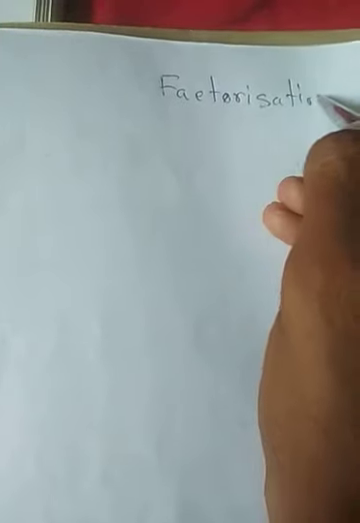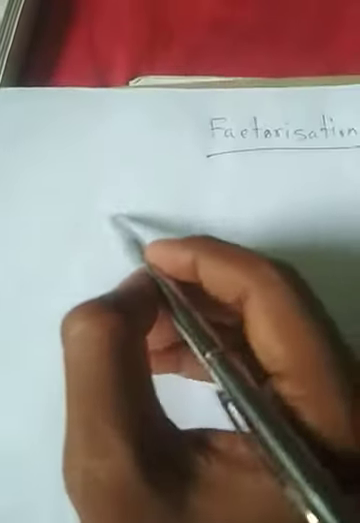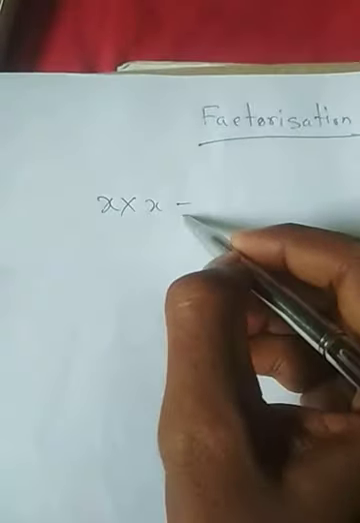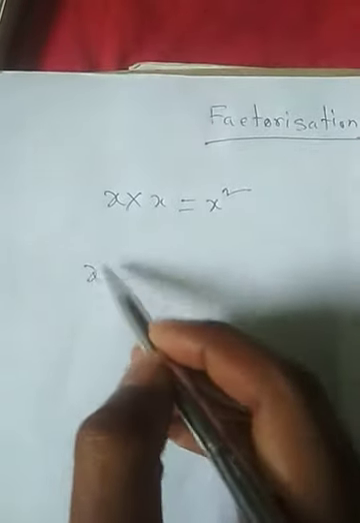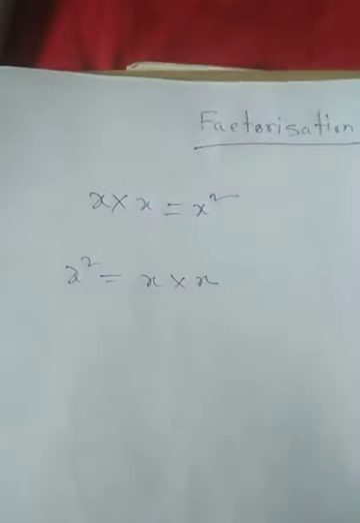Today I am going to start the chapter factorization. Factorization means what? Actually, it is the opposite of multiplication. This is the opposite process of multiplication. Like in multiplication, what do you do? x into x equal to x square. But in case of factorization, we will do the opposite thing, like x square equal to x into x. We will write like that.